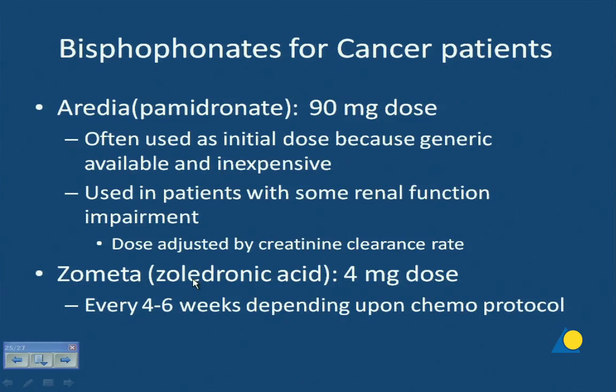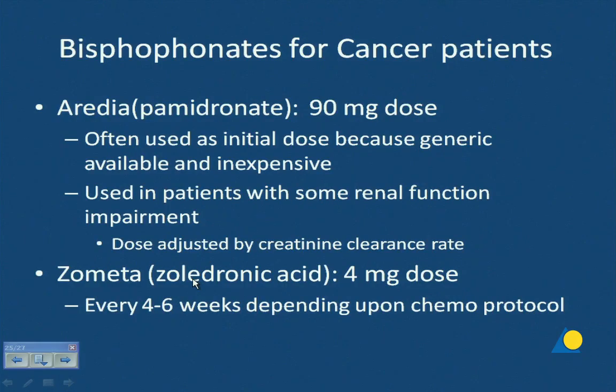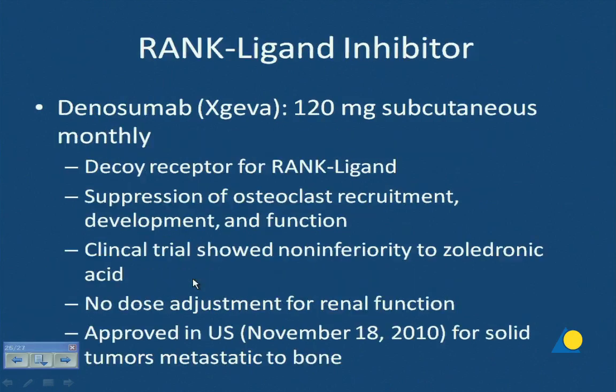Aredia, which is pamidronate, given in a 90 milligram dose, is often used in the United States as the initial dose because it's available as a generic and very inexpensive. It can be used in patients with some renal function problems. It can be dose adjusted based upon creatinine clearance, and I encourage you to have your medical oncologist in the hospital make this decision and adjust the dose accordingly. In the outpatient setting in the United States, zoledronic acid, which is Zometa, at a 4 milligram dose is most commonly used, and with most chemo protocols, it's given every 4 to 6 weeks.